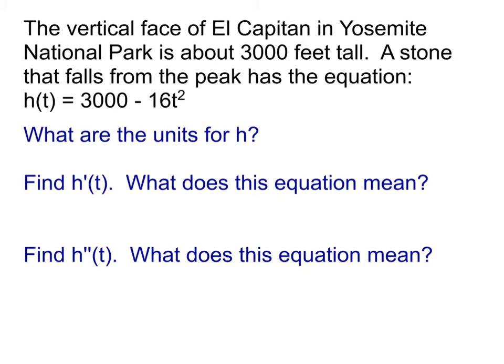So the vertical face of El Capitan in Yosemite National Park is about 3,000 feet tall. I like using it as an example because it's conveniently a neat number. A stone that falls from the peak would then have that equation, h of t equals 3,000 minus 16t squared. So if you take a look at this equation here, and I actually plug some number in for t, what are the units for h? In other words, what is h measured in here? Feet, exactly. h would be in feet.